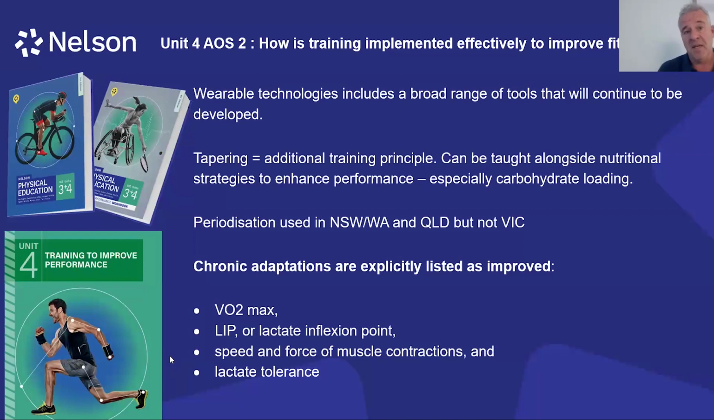Doing really well, I think. We've got one more area of study after Area of Study 2, because there is Area of Study 3, newly introduced. So how is training implemented effectively to improve fitness is basically the title of this. We've heard about wearable technologies, and this includes a broad range of tools. Now, I think the writers of the study design have really future-proofed it. So they haven't specified specific measurement tools or digital technologies, wearable technologies, etc.